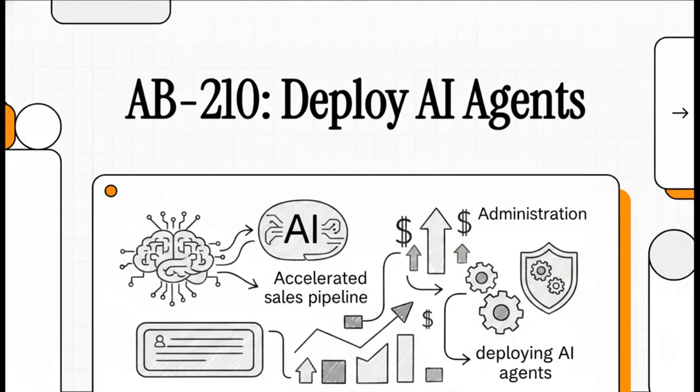Okay, let's dive right into this. Welcome to this explainer on the AB-210 certification exam. If you're looking to master accelerating sales pipelines with AI and Dynamics 365, well, you're in the exact right place. Today, we're zooming in on a very specific, absolutely crucial piece of the study guide: deploying AI agents in administration.